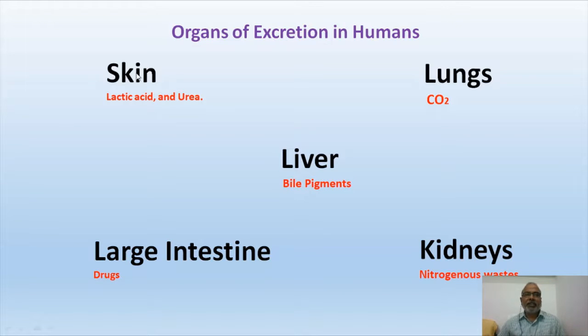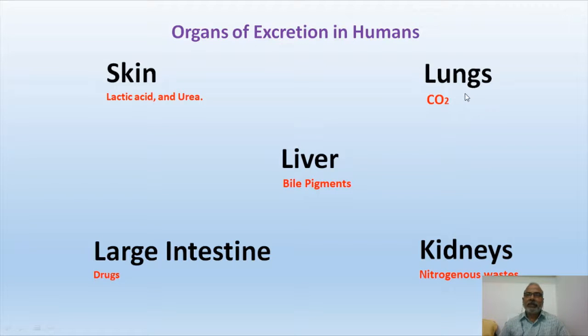Let us see skin. Skin is called jack of all trades but master of none. It does many functions in our body. It gives protection, support, and shape to our body, and it is responsible for thermoregulation, osmoregulation, and the synthesis of vitamin D. Skin is also an excretory organ because it eliminates uric acid, lactic acid, and urea.